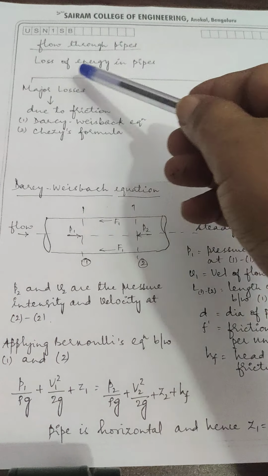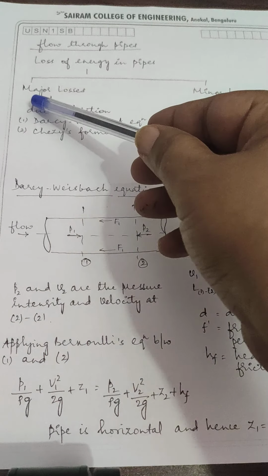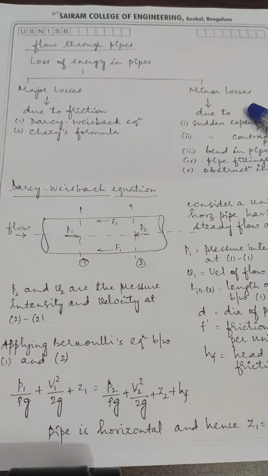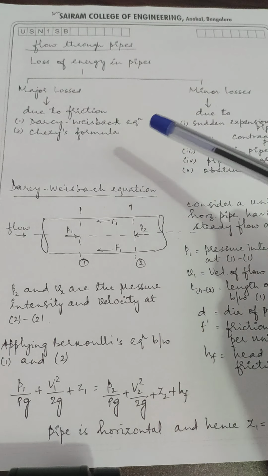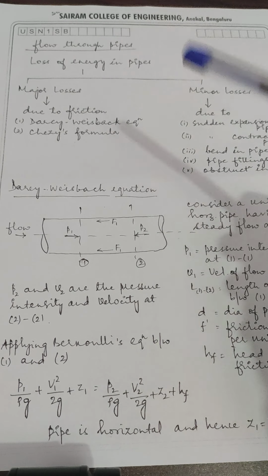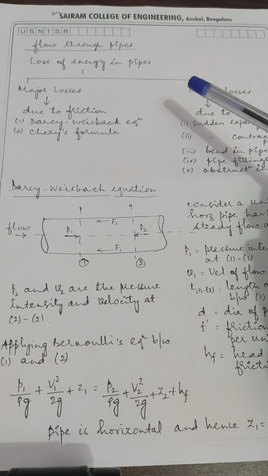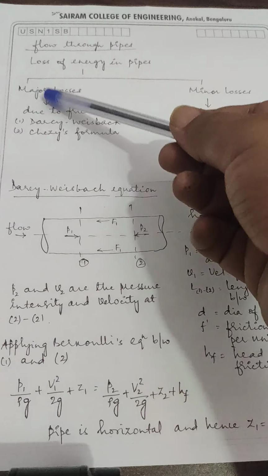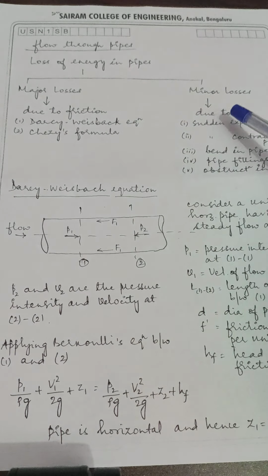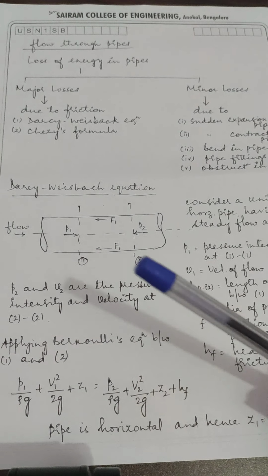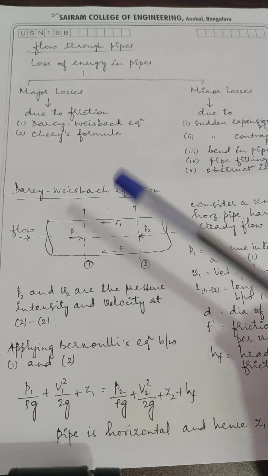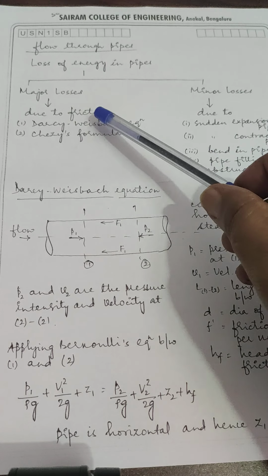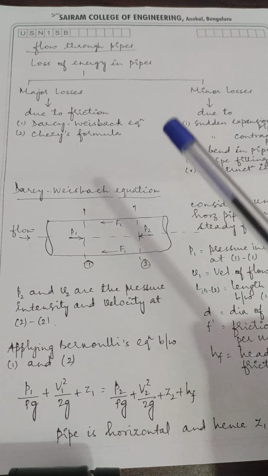We have loss of energy in the pipes classified as major losses and minor losses. When a fluid is flowing in a pipe, there will be some loss in the energy possessed by the flowing fluid. That loss of energy we are classifying under two headings: one is the major loss and the other one is minor loss. The major loss is due to friction in the fluid flow.